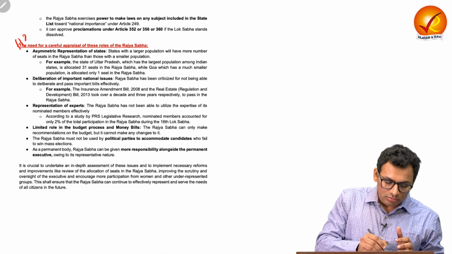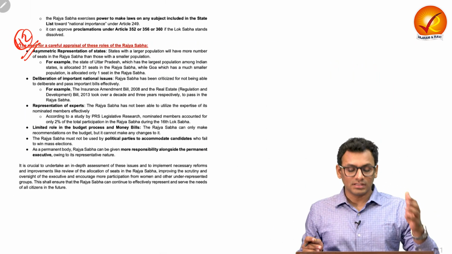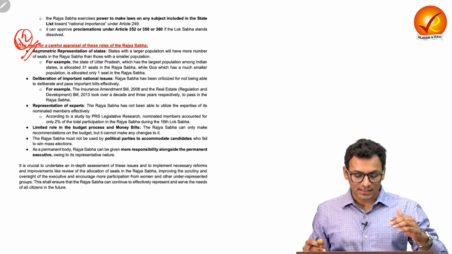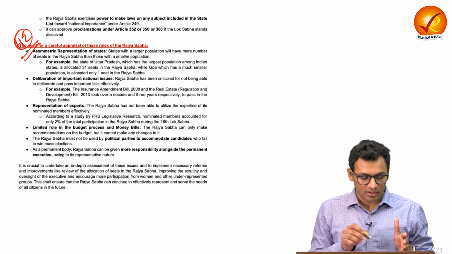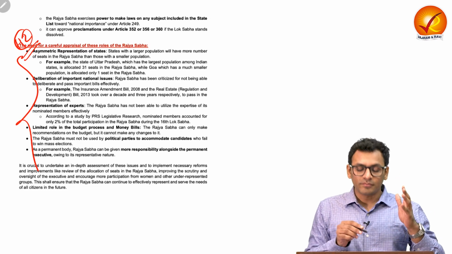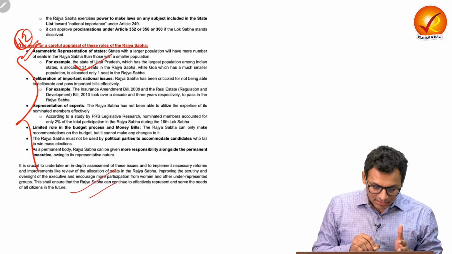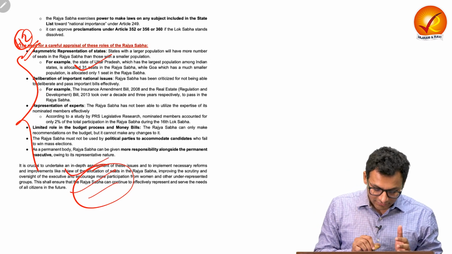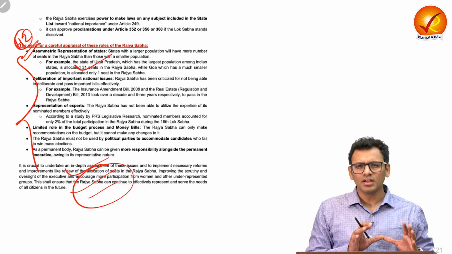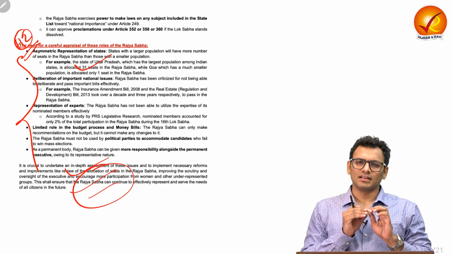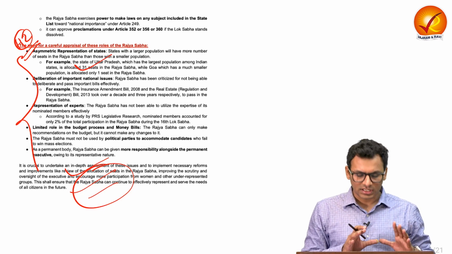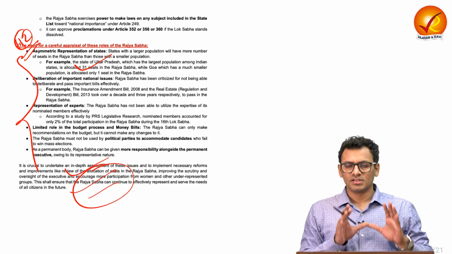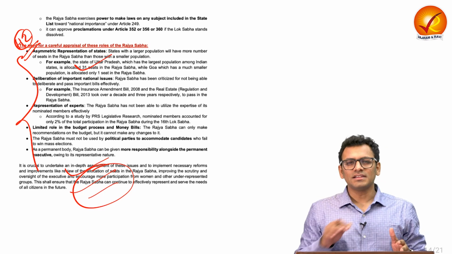In heading 2, you will list down the need for careful appraisal of these roles of Rajya Sabha. Again, you will list down the proof points along with the example. In the conclusion, you can talk about the way ahead, how exactly there is need for in-depth assessment of this issue, and we need to provide certain measures to ensure the conclusion is holistic in nature. So that's it for question number 2. Let us see question number 3.